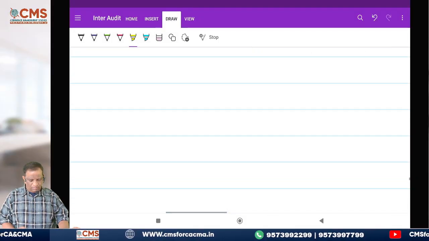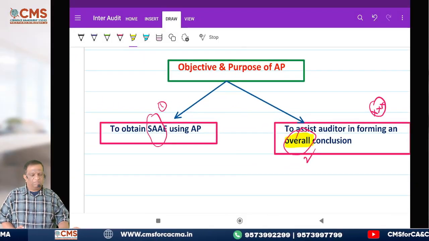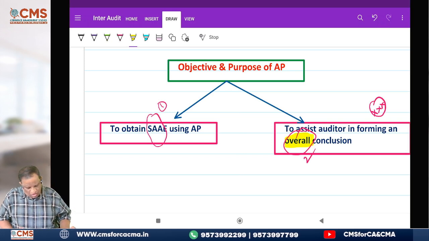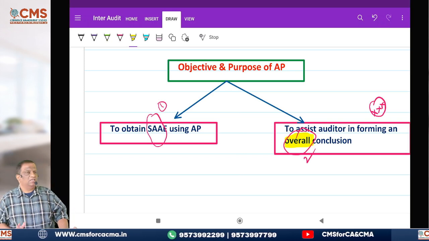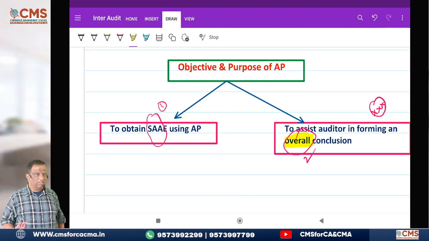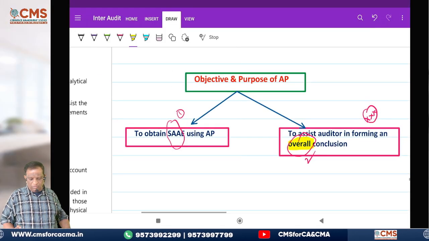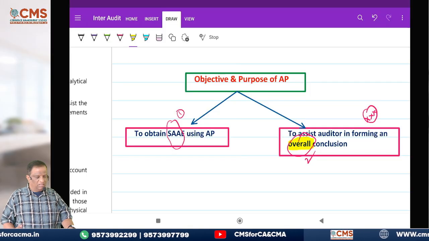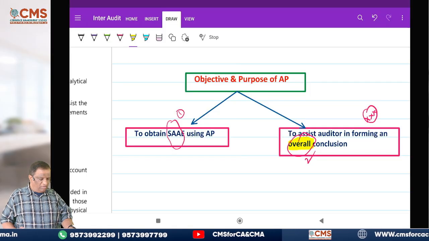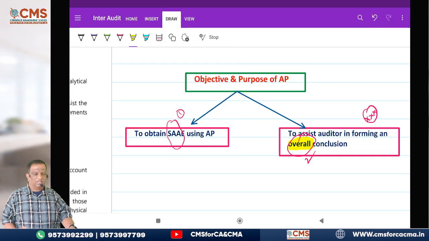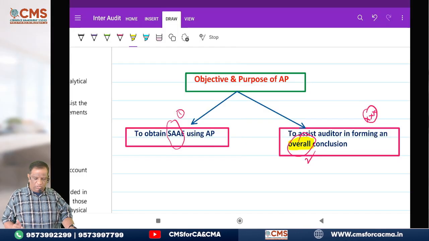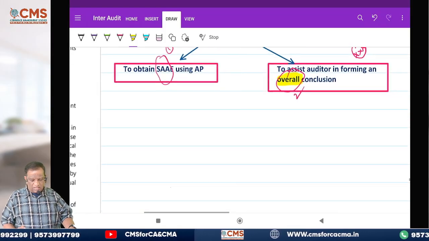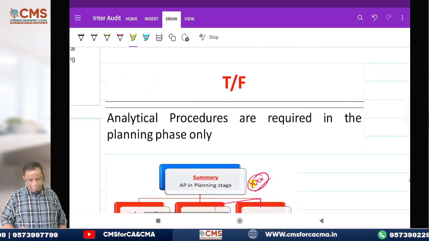Then objectives and purpose. Why am I doing it? What is the objective of this analytical procedure? The basic objective is to obtain SAAE. That is the basic purpose. And what will I do with that SAAE? To assist the auditor in forming overall conclusions. So with the evidence that I am getting from an analytical procedure, individually I am able to get the conclusion on all this. But for forming overall conclusions, these analytical procedures will help me.